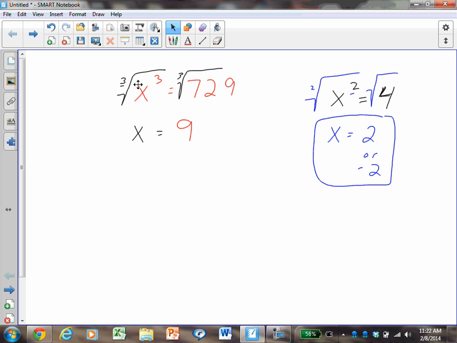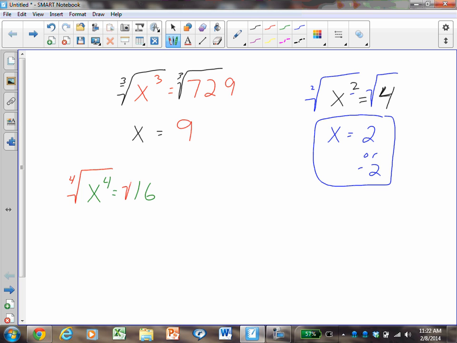Okay? And let's try another one. Let's try, what is the 4th root of 16? Well, that would mean what times itself 4 times would give you 16. So you would do the 4th root of both sides, and 2 times 2 times 2 times 2 gives you 16, because 2 times 2 is 4, times 2 is 8, times 2 is 16.